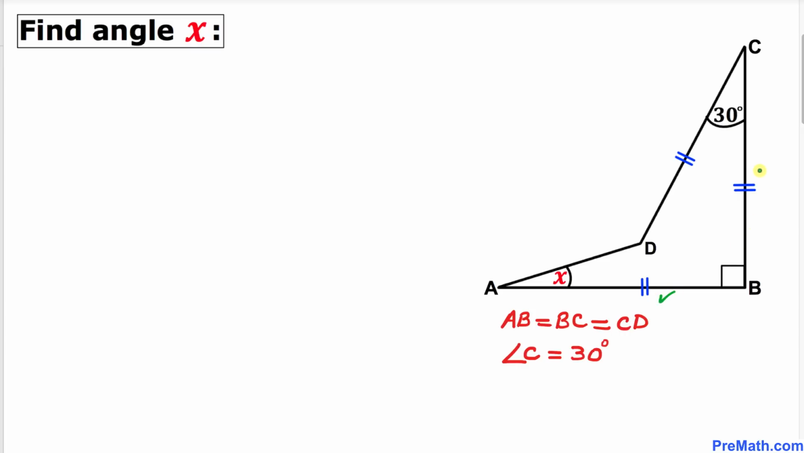We have got this quadrilateral ABCD such that this side length AB equals this side length BC equals this side length CD, and moreover this angle C is 30 degrees. And now we are going to calculate this angle X.